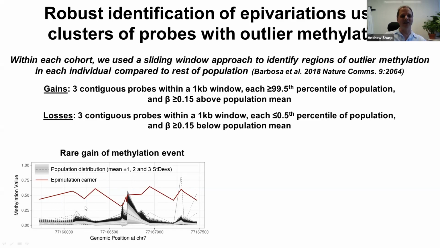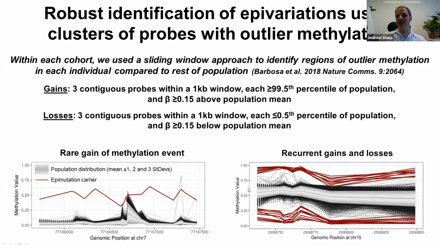And so, as I said, the 23,000 individuals are shown here. Each one is individually plotted, so each of these dotted lines is the methylation value in one individual. But over the top, we put the population average as the solid black line, and these shades of gray are 1, 2, and 3 standard deviations from the mean. And so here is an individual with an obvious outlier methylation called by a sliding window.